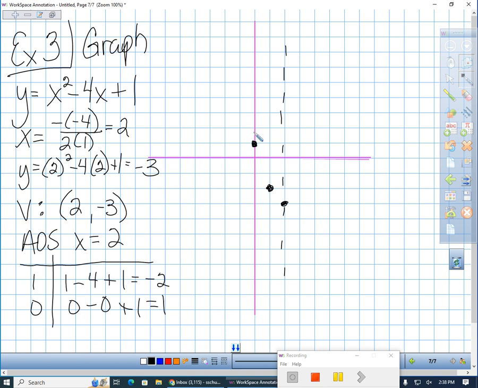So now that I've plotted those 2 points, we reflect them. This one reflects to here, and this one reflects to here. And then we connect them. I missed my dot, but. So again, everything is the same as yesterday, except for how you find the vertex. Any question? No questions? We're better? Okay.